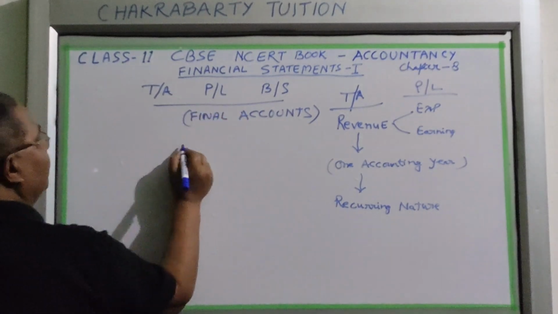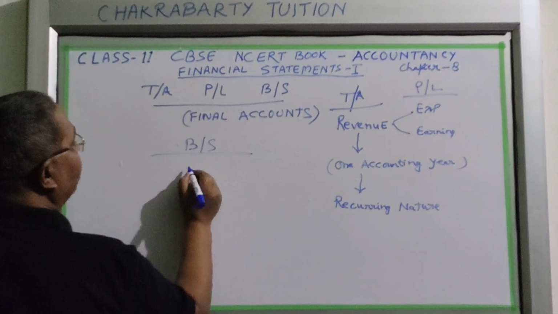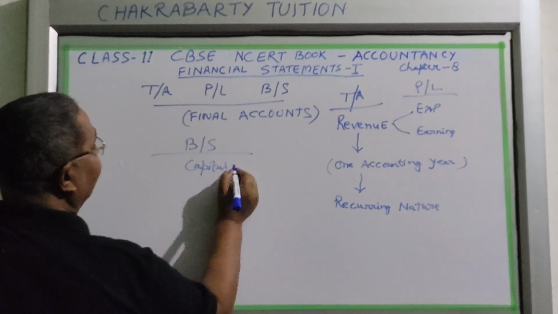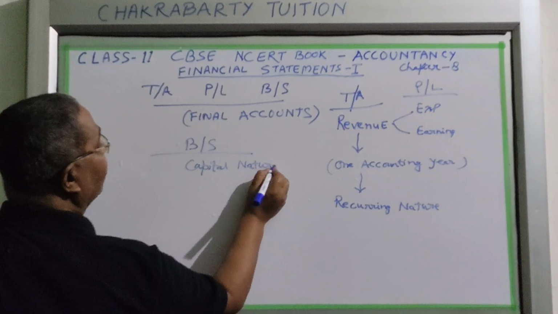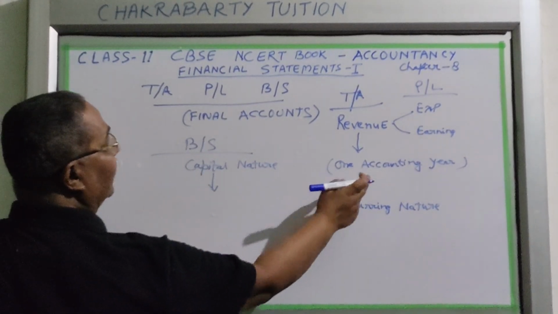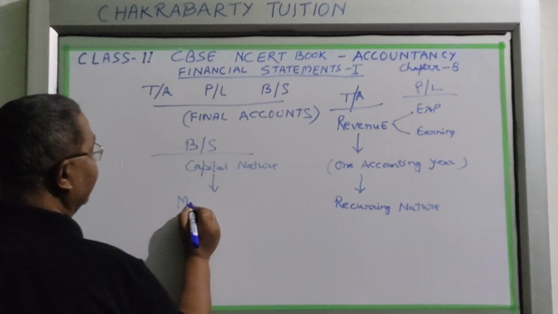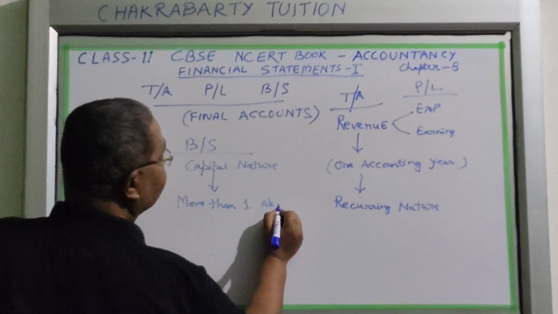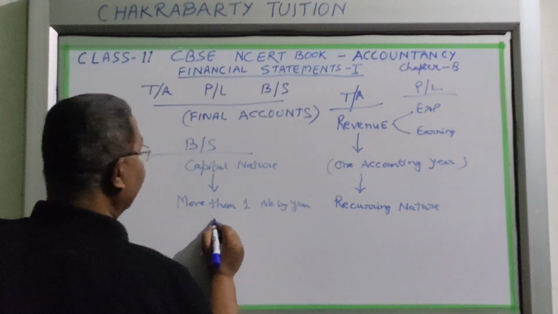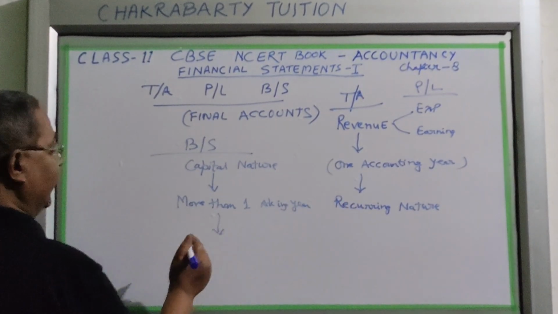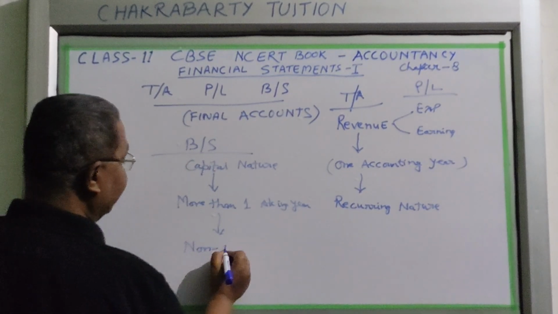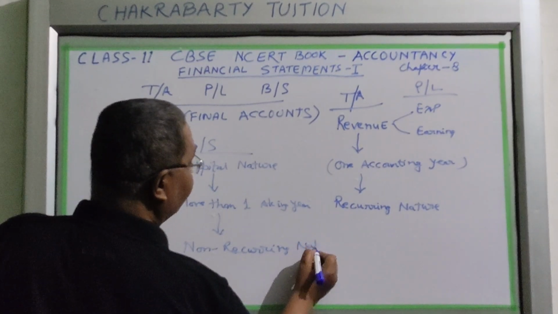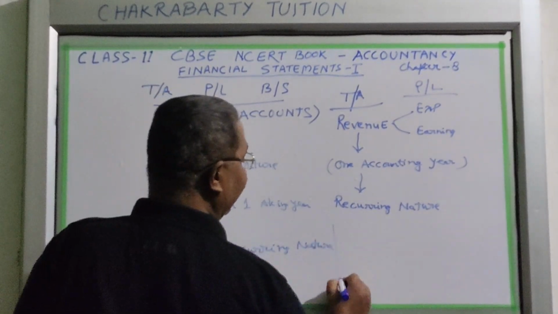But for the balance sheet, we cover capital accounts only, capital nature. Revenue nature not here, capital nature. Capital nature means not one accounting year, but more than one, so more than 12 months. And these are not of recurring nature, they are of non-recurring nature. So what is non-recurring nature? It means any expenditures.